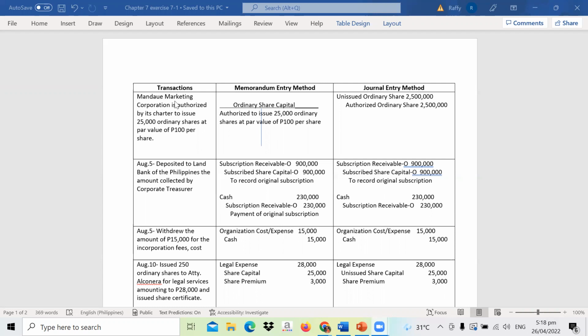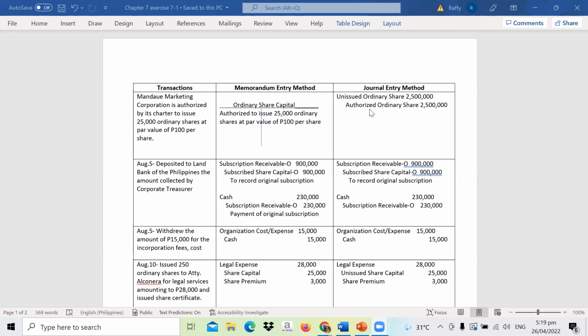Now, the first entry would be to record the authorization. If you're using the memo entry method, you just put in a memorandum entry in your T account or on the ledger of ordinary share capital. These words: authorized to issue 25,000 ordinary shares at par value of 100 per share. For journal entry method, this will be your entry.